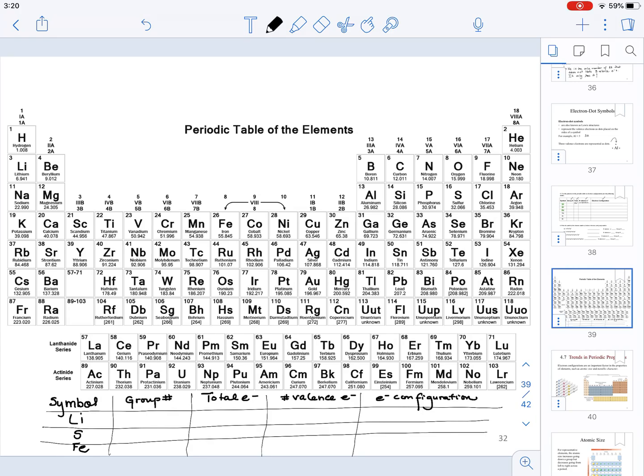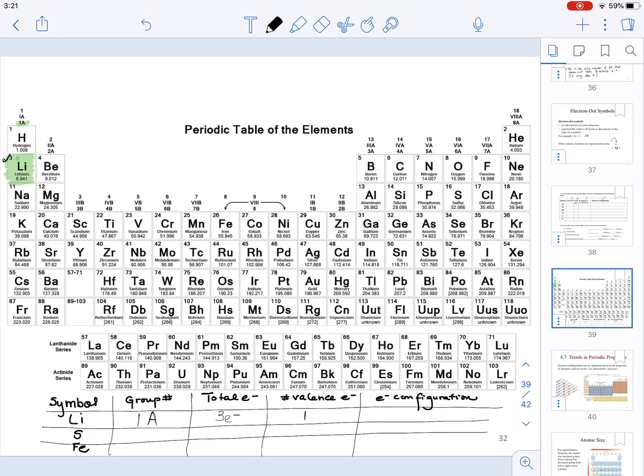So let's get started with lithium, okay? Lithium, which lives right here, is going to be in group 1A. How do I know the total number of electrons of lithium? Well, I look at its atomic number, which is 3. Number of valence electrons, because it lives in group 1A, it will have 1. Now let's go over the electron configuration.